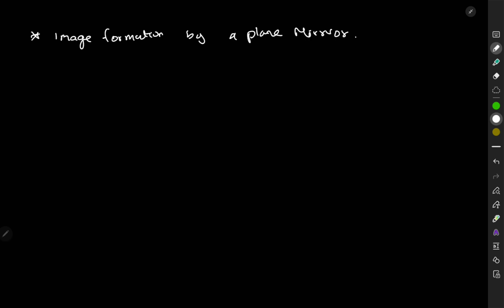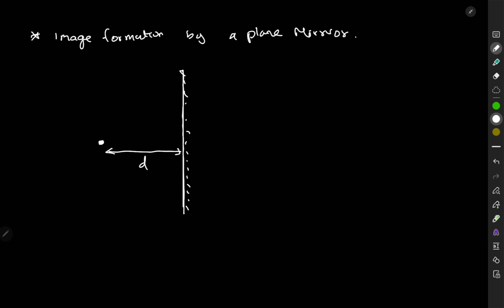Image formation by a plane mirror. Let's take a plane mirror. Okay, so this we will call the silvered side. And this is a plane mirror. This is where the reflections take place. And now I'm going to place an object at a distance d.